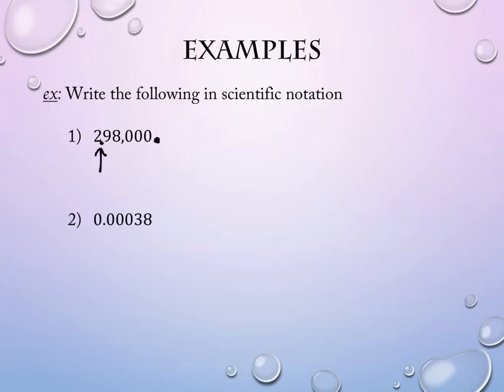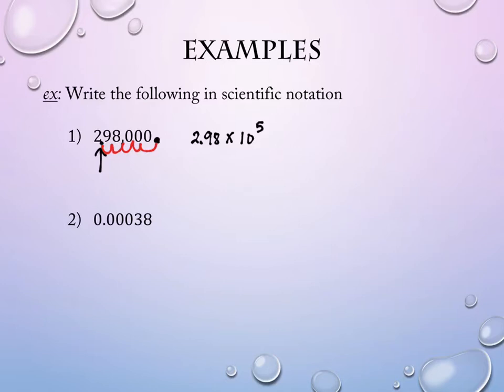Okay, so we're wanting to move it from where it currently is, which is at the very end of the number, so that we create a number between 1 and 10. That would be 2.98. And we're not going to round things off. We're just going to put it inside of there and keep all the digits that are non-zero. And we're going to count. So I moved it 1, 2, 3, 4, 5 places. So the number I have is 2.98 times 10 to the power of 5.